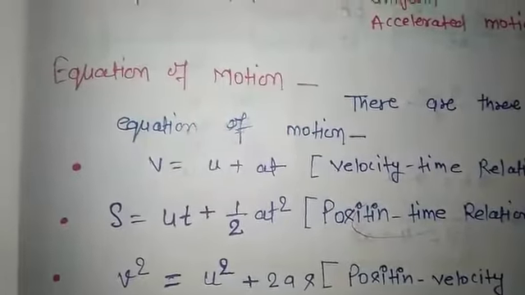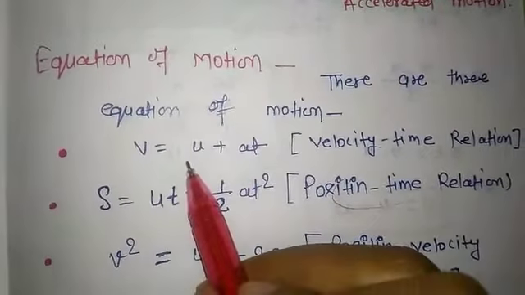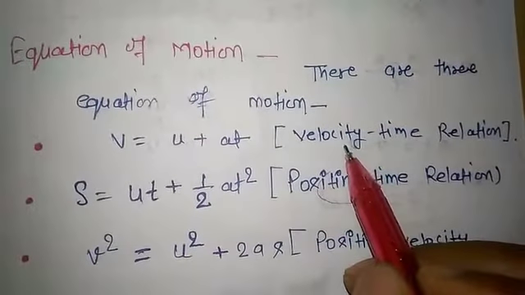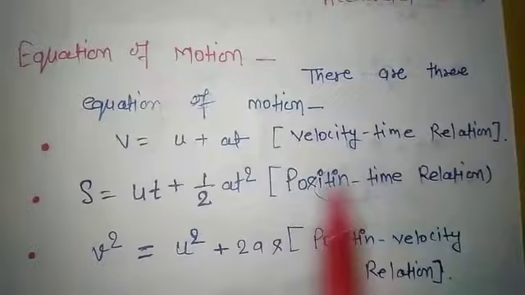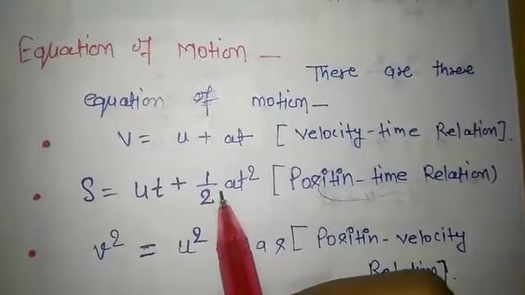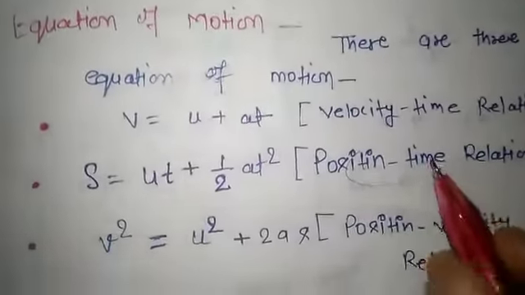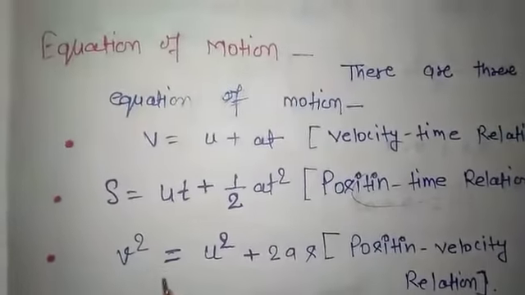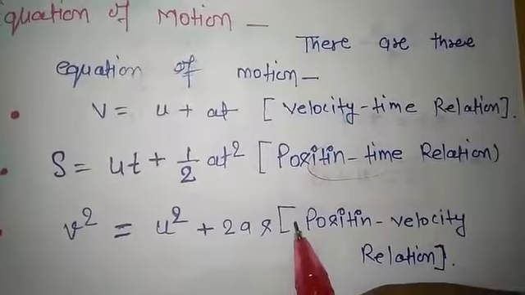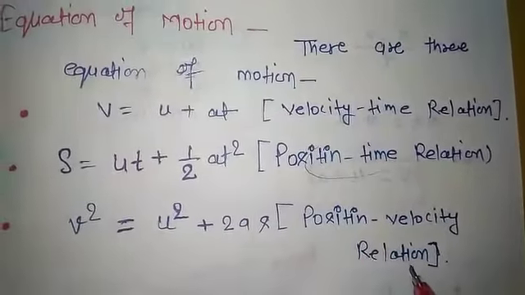Now, equations of motion. There are three equations of motion. v = u + at. This equation is also known as the velocity-time relation. The second equation of motion, s = ut + ½at². This relation is also known as the position-time relation. And the third equation of motion, v² = u² + 2as. This relation is also known as the position-velocity relation.